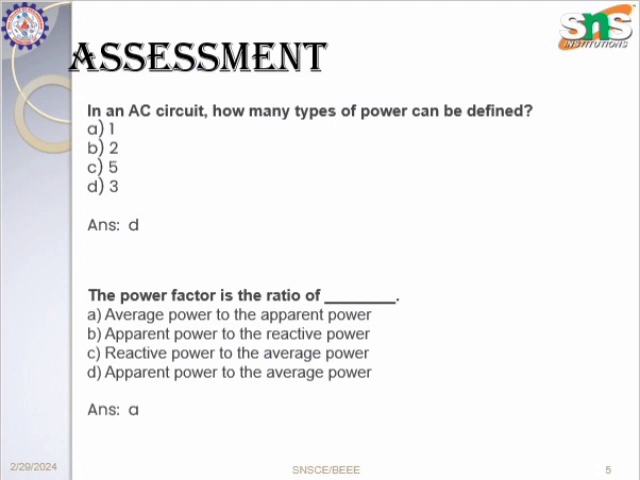Yes, I hope it will be very clear for you. The answer is D for the first question, which is 3 types of AC power, and the answer is A for the second question, which is nothing but average to the apparent power.